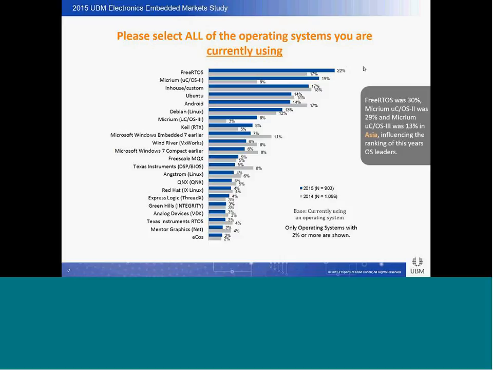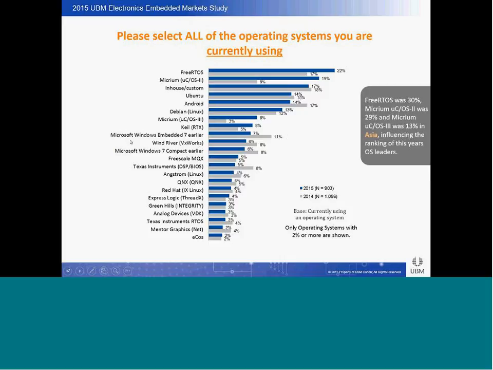Now, if you take a look at this and you start adding everything up, it adds up to probably a lot more than 100%. That's because often if you have multiple projects, or for that matter, a project that has multiple microprocessors, you're using different systems on the different machines.